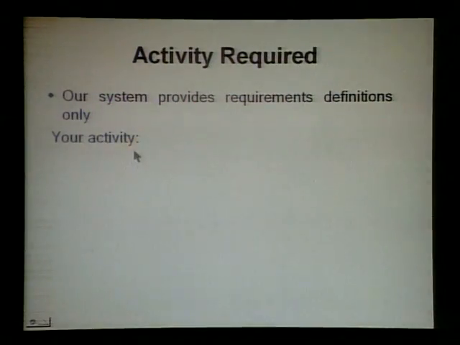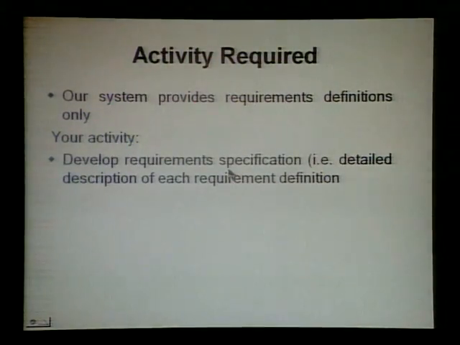Our system provided requirements definition only. Your activity is to develop requirement specification, that is, a detailed description of each requirement definition. Let us now develop a data model.